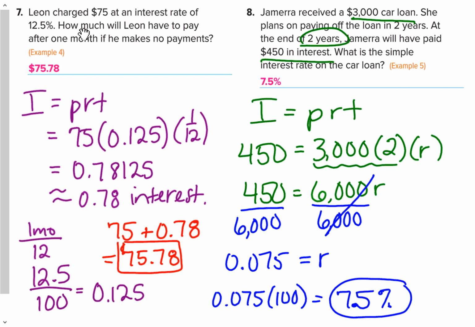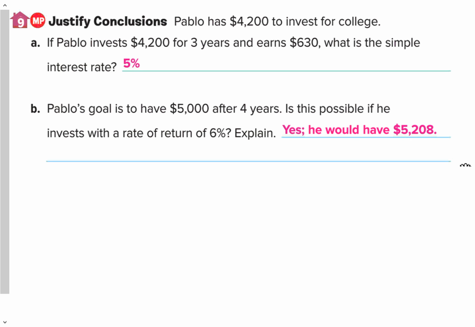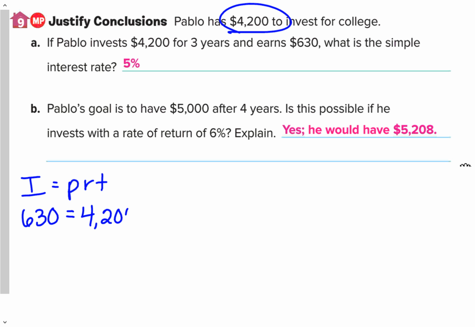All right. Here's number 9. If Pablo invests 4,200 for 3 years and earns $630, what is the simple interest rate? Okay, let's start again with our formula. All right, our interest that we earned was $630. Our principal was 4,200 times our time, which was 3 years, and then we're going to multiply that times our rate. So let's go ahead and simplify.